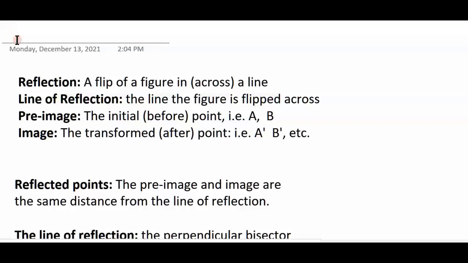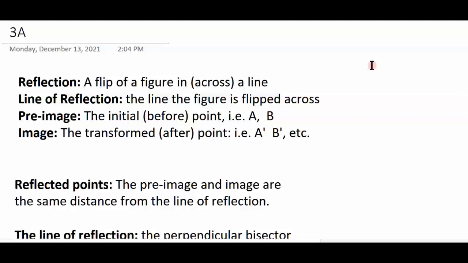All right, we have a few key points for lesson 3A here. We're starting with 3-1 reflections. A reflection is a flip of a figure. The term this book uses is "in a line." I've also seen the term "across a line."